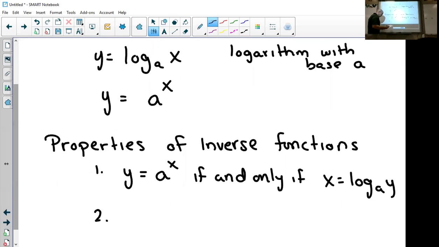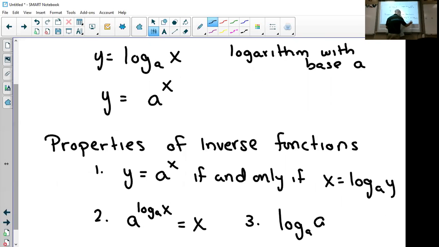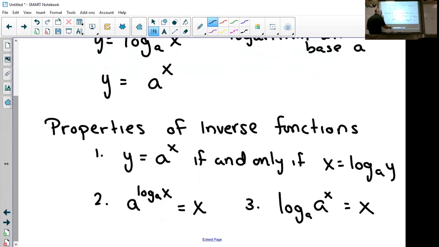The big one that we use all the time is that if you have a to the log base a of x, they cancel out just like e and natural log did, and you end up with x. And the flip side of that, if you have log base a of a to the x, they cancel out to give you x as well, just like if you had natural log of e to the x, or if you had e to the natural log of x, these things canceled out. Okay, well, let's practice our solving. Just like we did with our exponentials, we need to be able to solve these occasionally.